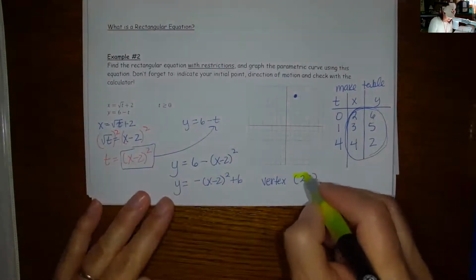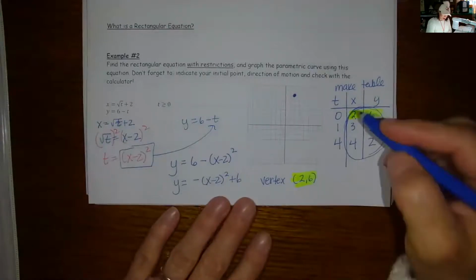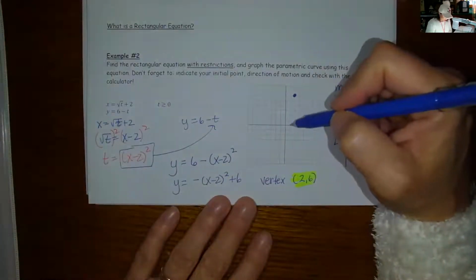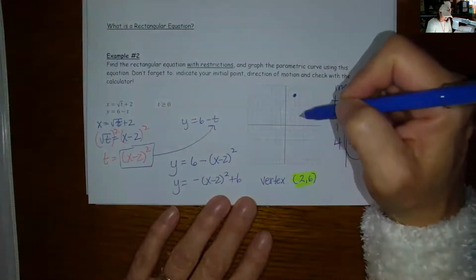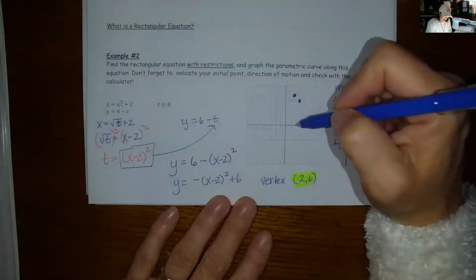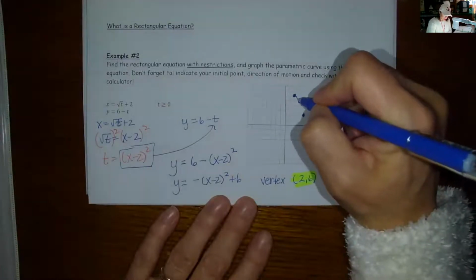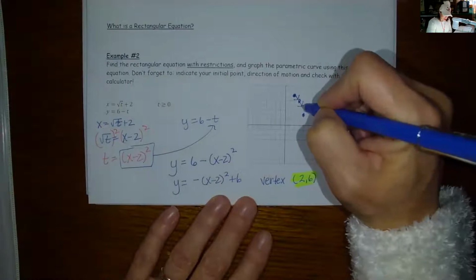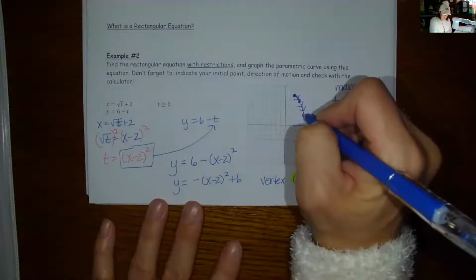You already knew one of the points, and that point showed up, didn't it? Right? Okay, so I got this curve.